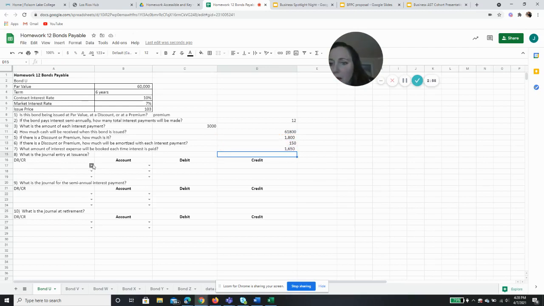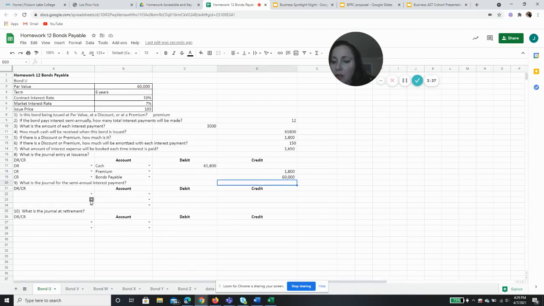When we issue the bond, we're going to debit cash for the amount of cash we're going to receive. We calculated it to be $61,800. Then we are going to credit the premium for the amount of the premium, which is $1,800. And then we are going to credit bonds payable because we have a liability, and that is always at par value. Okay, so our debits equal our credits, and we are happy.